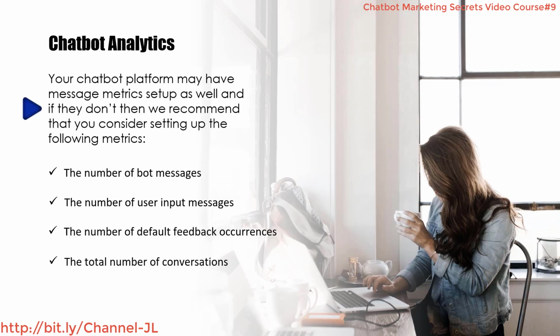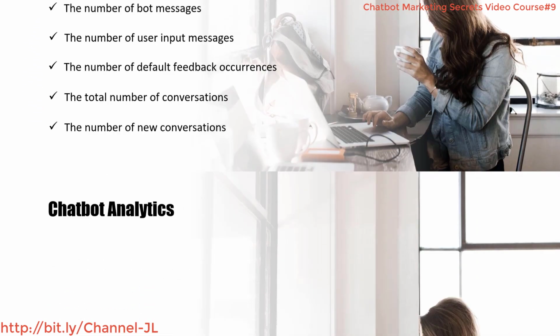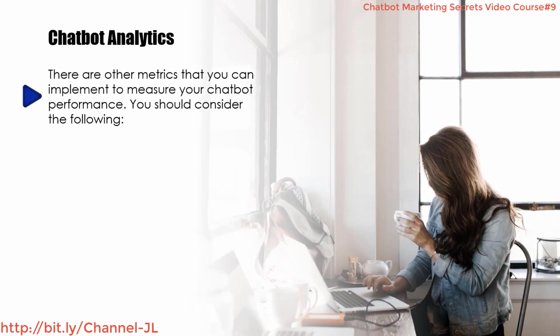The total number of conversations. This is a measure of conversations started and completed successfully in a specified time period. The number of new conversations. These are new conversations started that did not successfully complete. There are other metrics that you can implement to measure your chatbot performance.